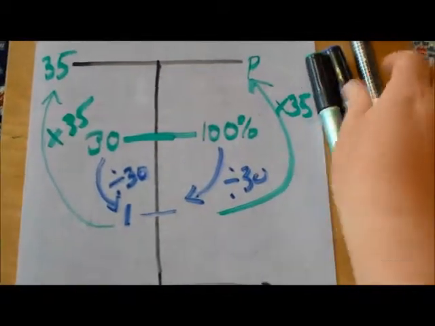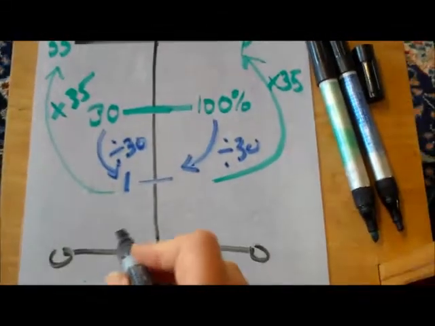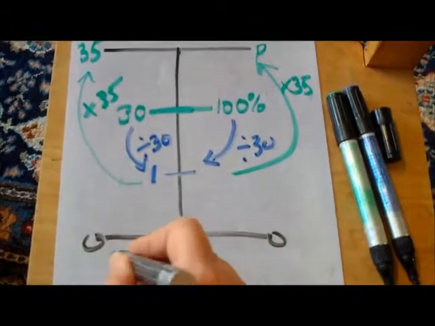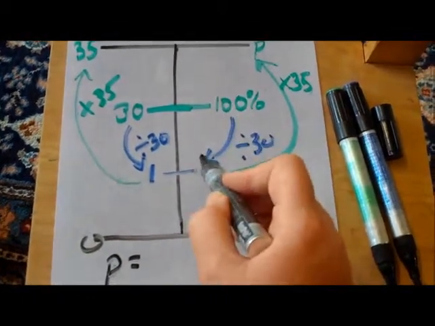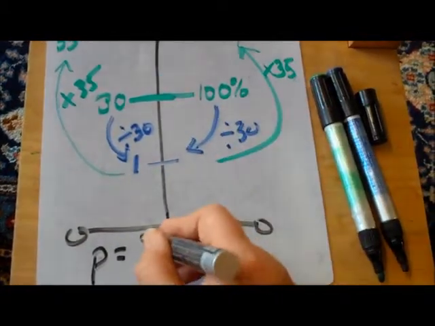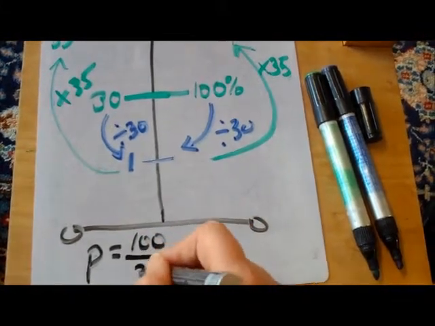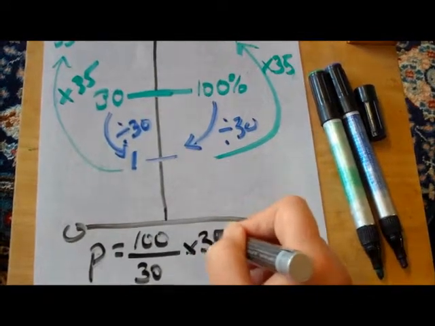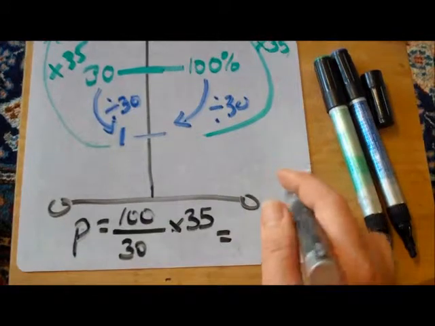So my percentage is, let's follow the arrows back. Sorry, let's go backwards this way. So I started with 100. What did I do to it? I divided it by 30 and then I multiplied it by 35. Now you can use your calculator and work out what that is.